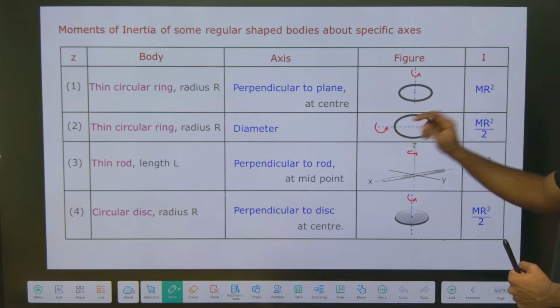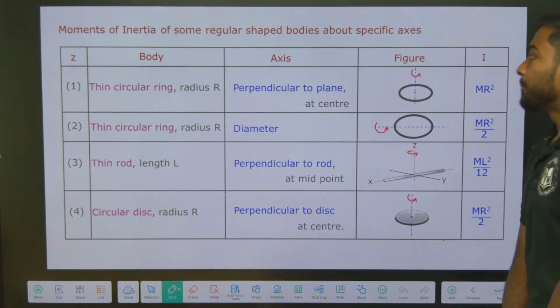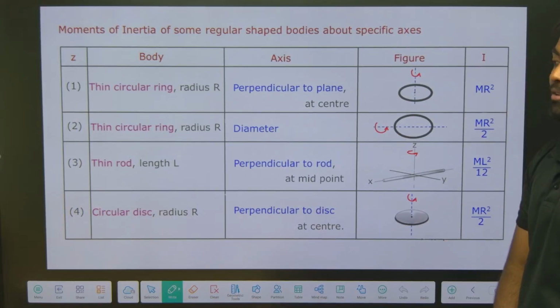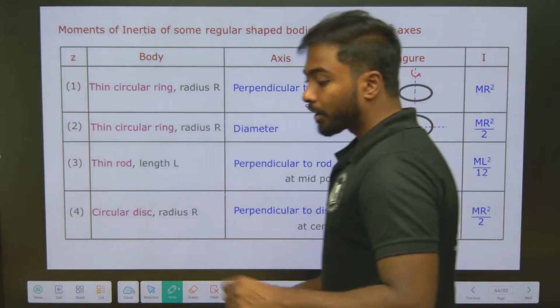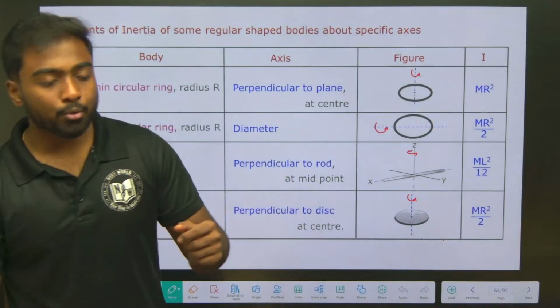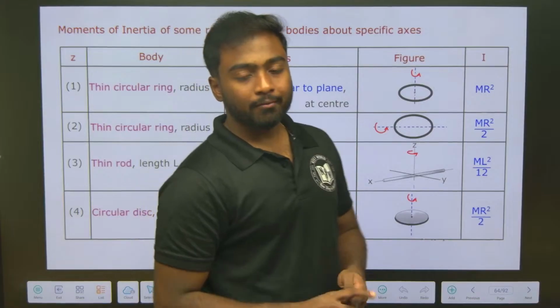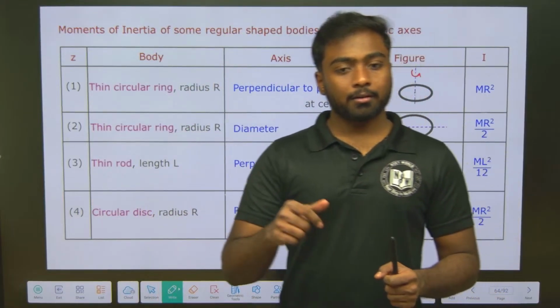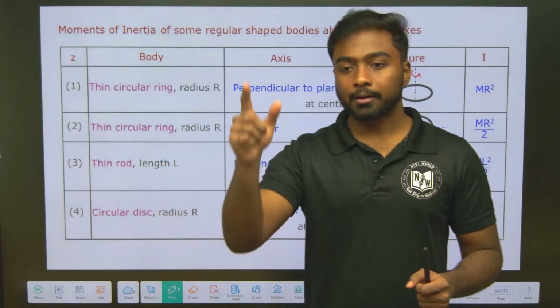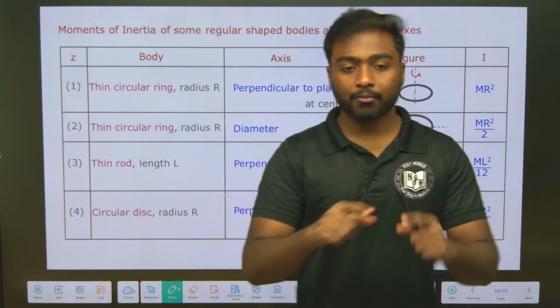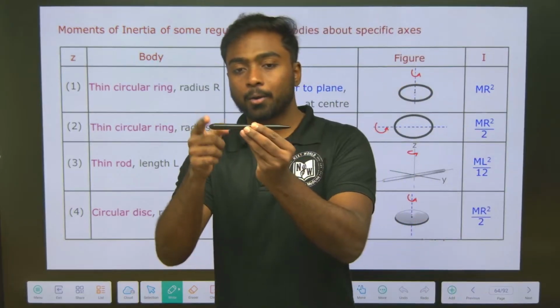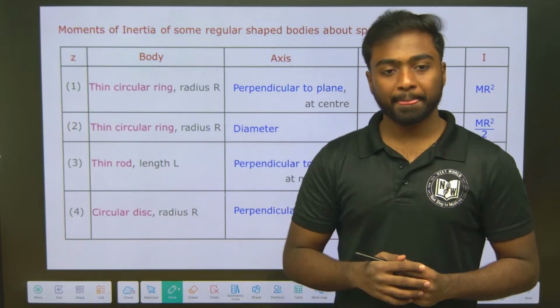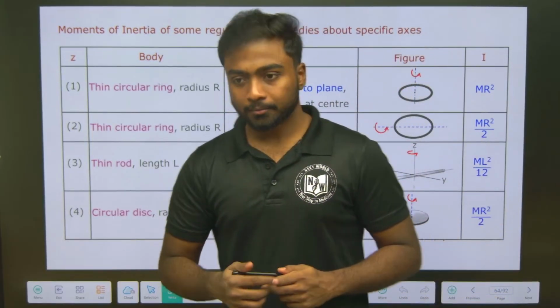So, moment of inertia of some regular shaped bodies about a specific axis. When we are talking about moment of inertia, we need to talk about the axis also, whether it is passing through the diameter or passing through the tangent, or when I'm talking about the rod, whether it is at one end or at the middle. Everything we need to specify.